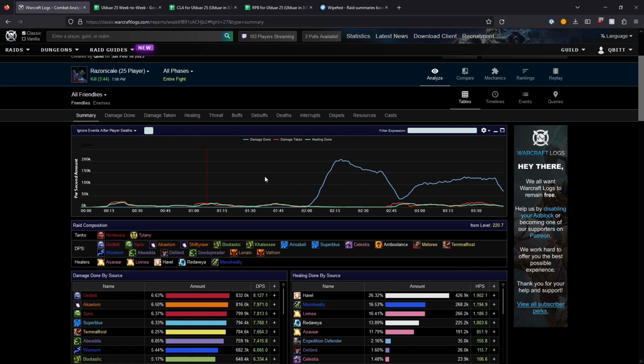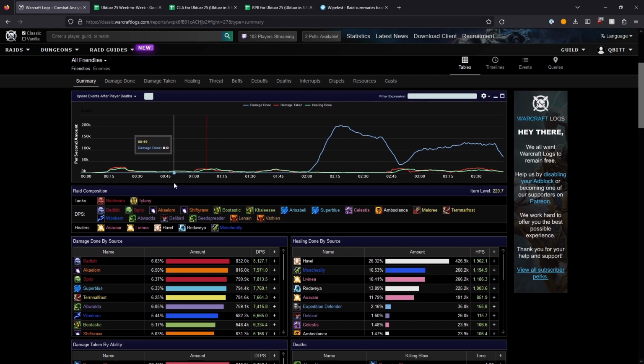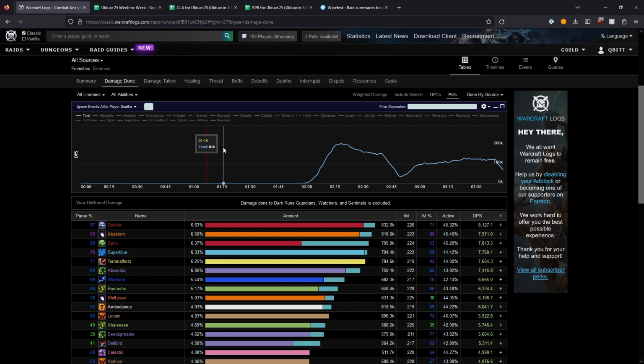The last bit up here is the graph, and it goes through the duration of the fight with healing and damage, and you can see different events. A red bar like this is usually someone's death. If we go into, yeah, there it is, damage done.